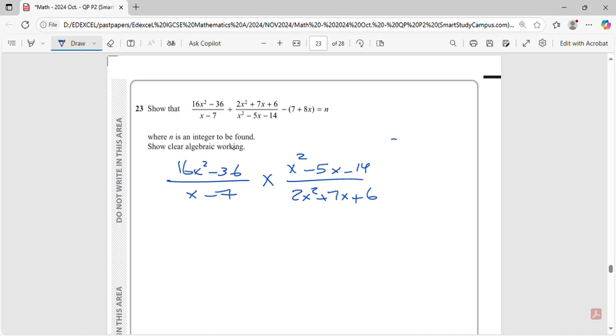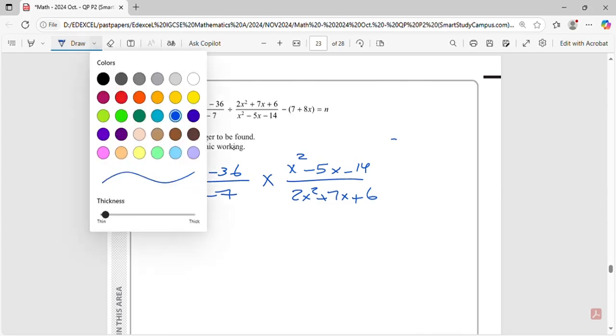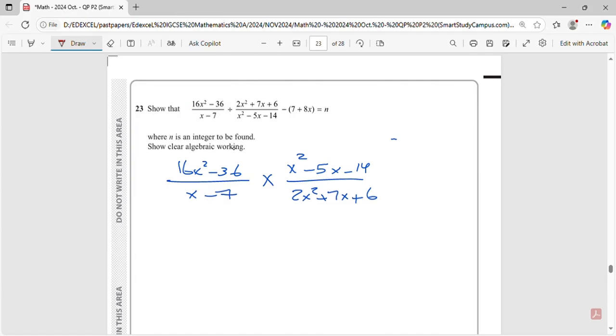So we note that I can factorize 2x squared plus 7x plus 6. Let's change the color so you can see what is happening here. It will be 2x plus 3 times x plus 2. You can use the calculator, of course. And x squared minus 5x minus 14, I can factorize as x minus 7 times x plus 2. After I finish this, I can factorize the other part also.